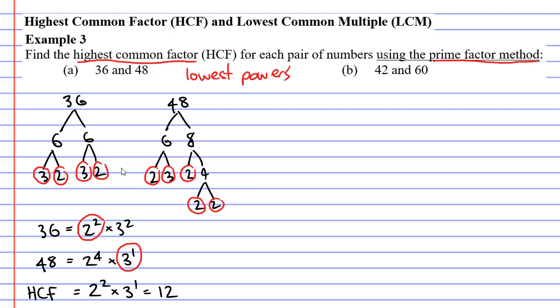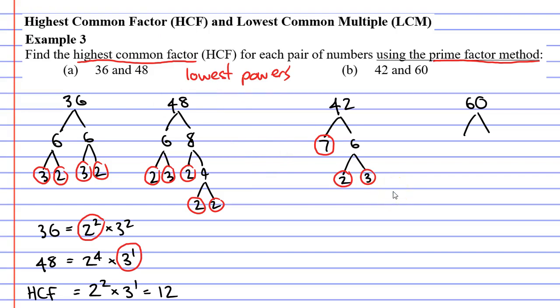Alright, let's do the same thing. This time we're going to do it for 42 and 60. So we're going to find the prime factors first. So for 42, 7 times 6 is 42. We've already found a prime number, the number 7. And to make 6, we get 2 times 3. So we've just got 3 prime factors here.